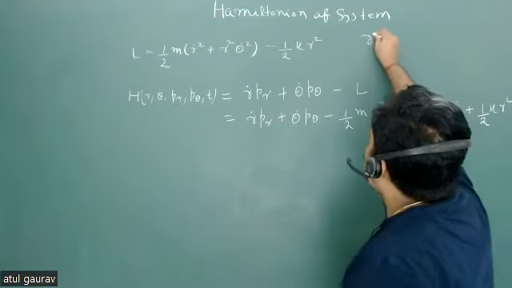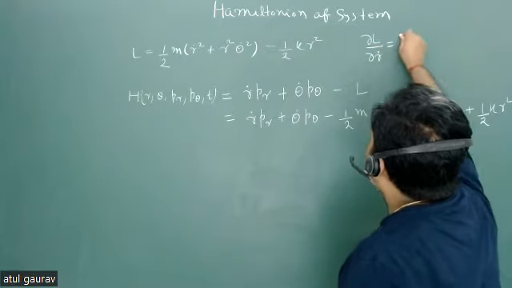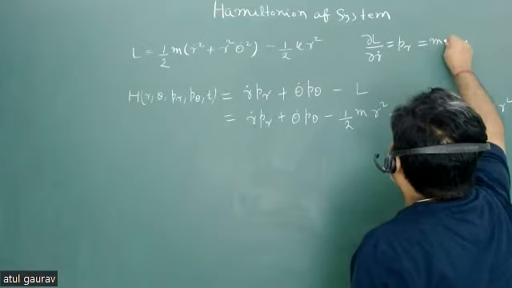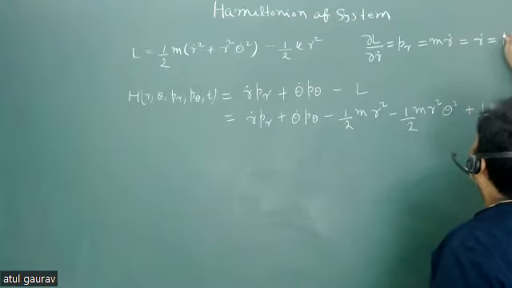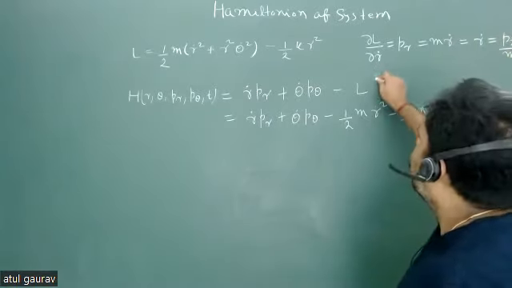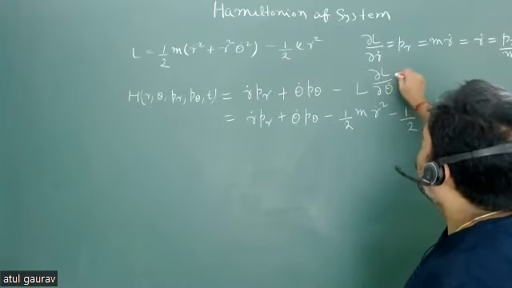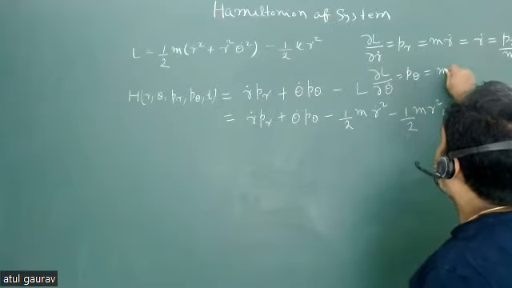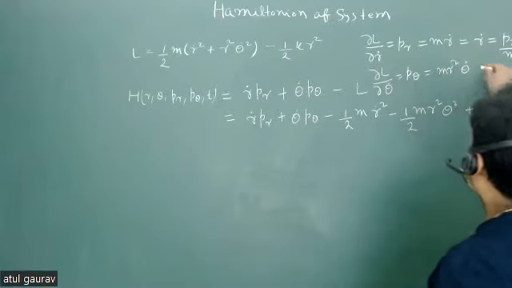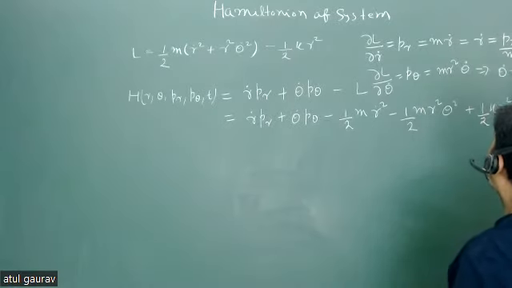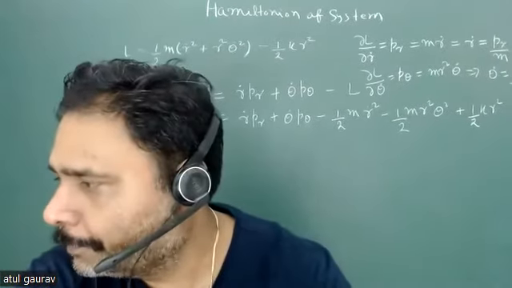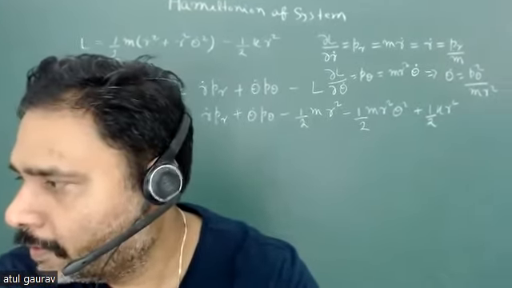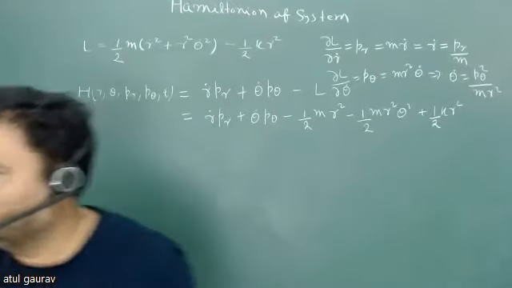From here, we use del L upon del r dot is equal to pr, and that value is m r dot. So we can easily find that r dot can be replaced with pr by m. Similarly, del L upon del theta dot is equal to p theta, and this value is m r square theta dot. From here we get theta dot equal to p theta upon m r square. Now we will put everything into this particular equation.